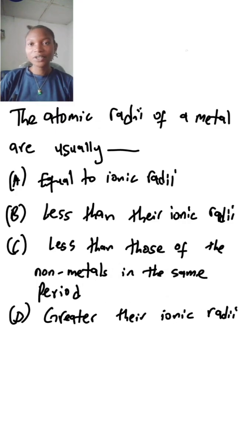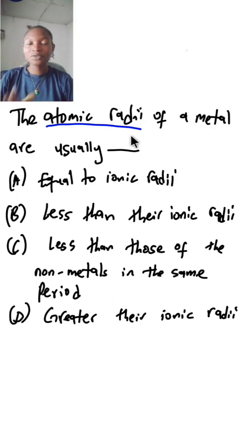The first thing you have to understand here is the meaning of atomic radii. What do we understand by atomic radii? This is simply the distance of the outermost electron to the nucleus. Now, this is what I'm saying. You don't have to get it wrong.